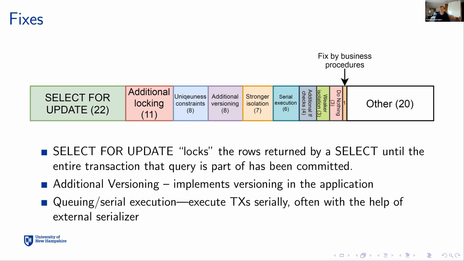Another good category is do nothing. So kind of catch an error, catch an exception or whatnot, and just pretend it never happened. And one use case that they found was fixing the data inconsistency by business procedures, right? So if you screwed up something, just change your business procedure so you don't screw up next time. And the other was like 20 other bugs that don't really fit in any of these categories.